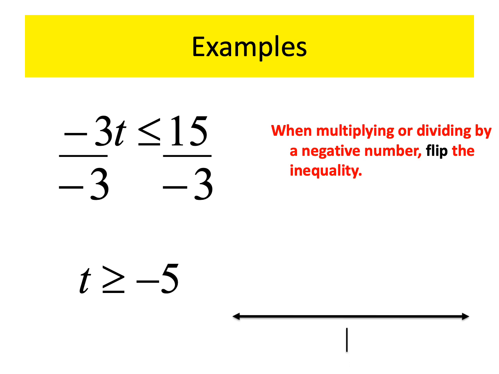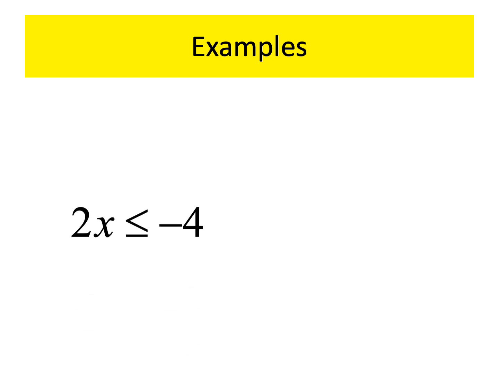So once that's done, you simply graph as you always did. Closed circle, shade right on this one. All the answers are bigger than or equal to negative 5. So for instance, 0 is bigger than or equal to negative 5. If we throw 0 into the original inequality, negative 3 times 0 is 0. 0 is smaller than or equal to 15. It works. Okay?